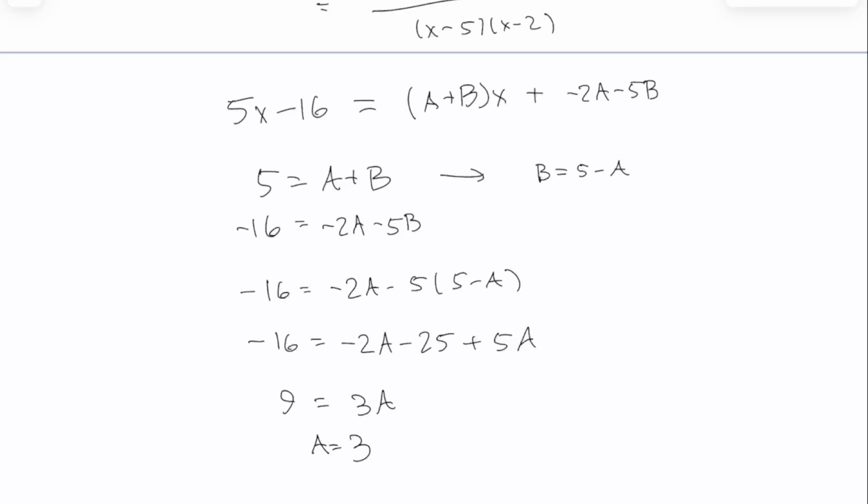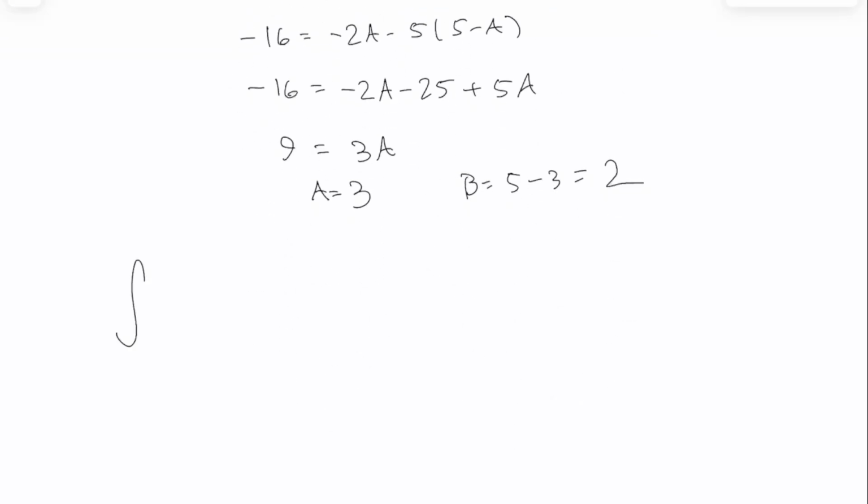That means B, so going back here, B is 5 minus A, so B is 5 minus 3, which is 2. All right, I think this is correct. At least that matches what it says on my paper. Okay, the whole purpose of this is being able to do the integral, remember? So that means my original integral, which said 5x minus 16 over x squared minus 7x plus 10.